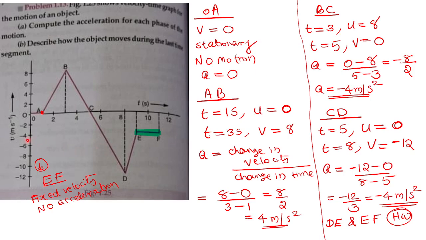You get the sign of the velocity. From E to F, the velocity is negative. In the beginning I told you that positive velocity means moving forward. Positive velocity means moving forward. Negative velocity means moving backward. The body is moving backward.